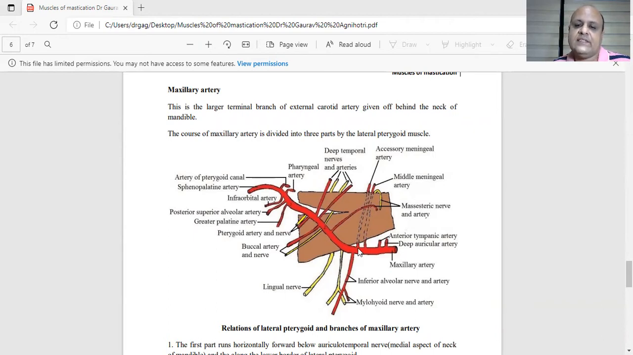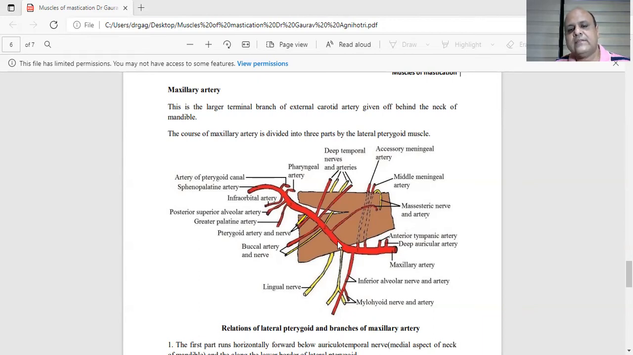So then we have the accessory meningeal artery, and this is the inferior alveolar artery arising from the first part of maxillary artery. Now this inferior alveolar artery is entering the mandibular foramen, and it gives branches which supply the lower teeth. So bleeding from the lower teeth is from branches of inferior alveolar artery.